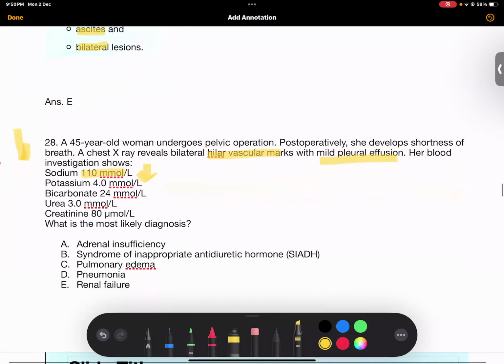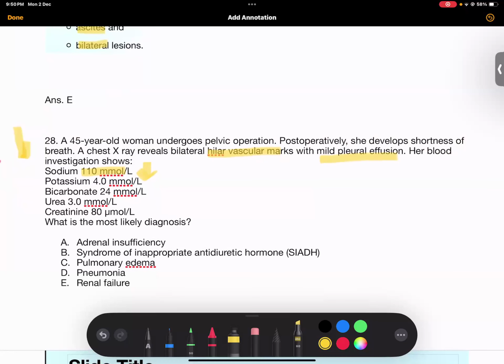So basically, in the post-operative state, if you just rule out the options from this: renal failure is not actually here, there's no feature of that. Pneumonia, you don't have any kind of picture of that as well. Pulmonary edema, you can select this. Pulmonary edema can happen, but they have said you only have vascular markings and mild pleural effusion.